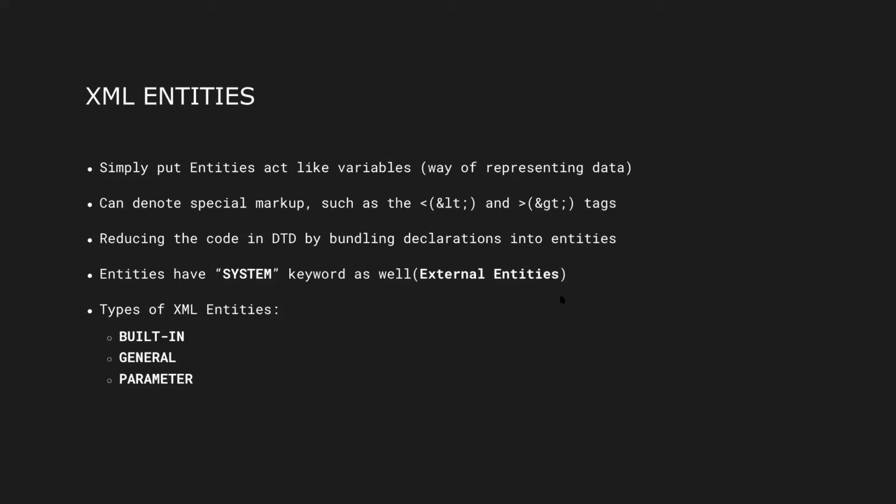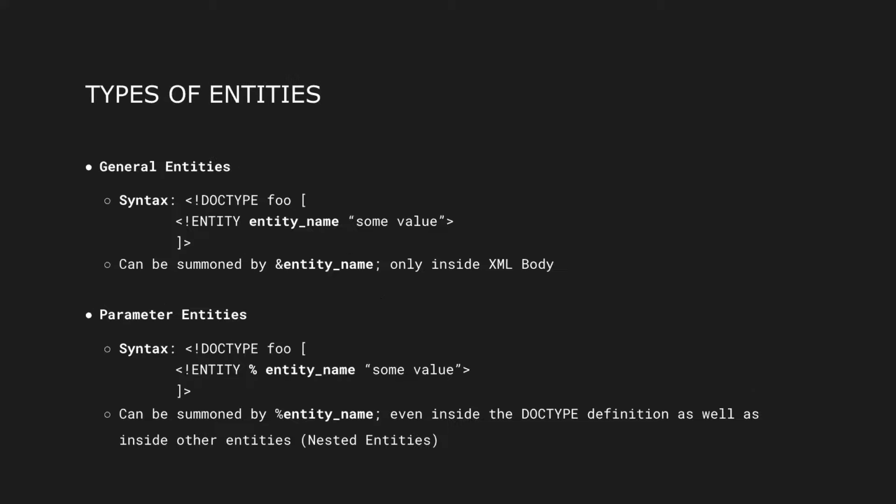So just like the doc type definition, entities also support the SYSTEM keyword. They can be defined using the SYSTEM keyword and can be summoned inside the document. There are basically three types of entities, as I already talked about. We'll look at the two user-defined entities, that is general and parameter entities, in a bit more detail, because these are the ones that we'll be exploiting in the XXE scenario. So there are two types of user-defined entities: general entities and parameter entities.